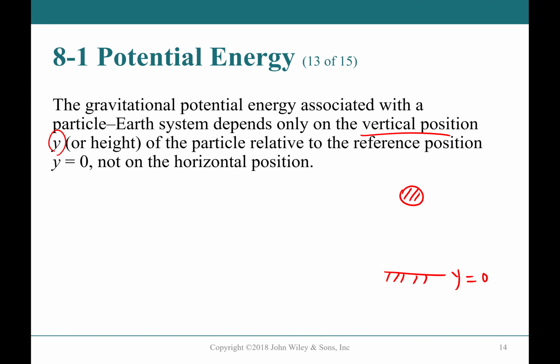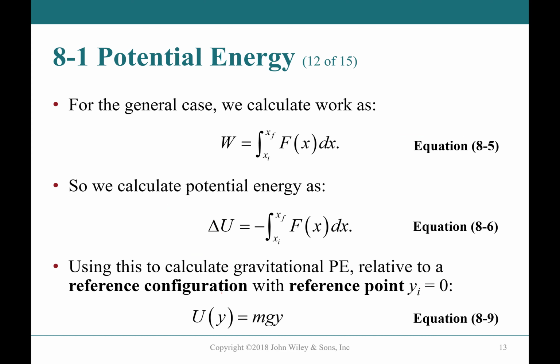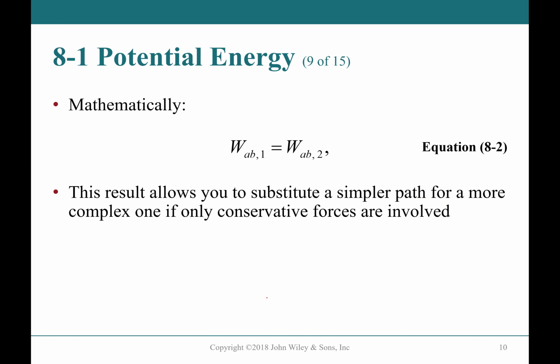So if the object is here and the vertical position is y, then we will have our potential energy U. Here, gravitational potential energy U will be equal to mgy. So this is how to calculate gravitational potential energy. Now let's go back. With that in mind, the things before make more sense. So we have here, U equals mgy. So let's go back.